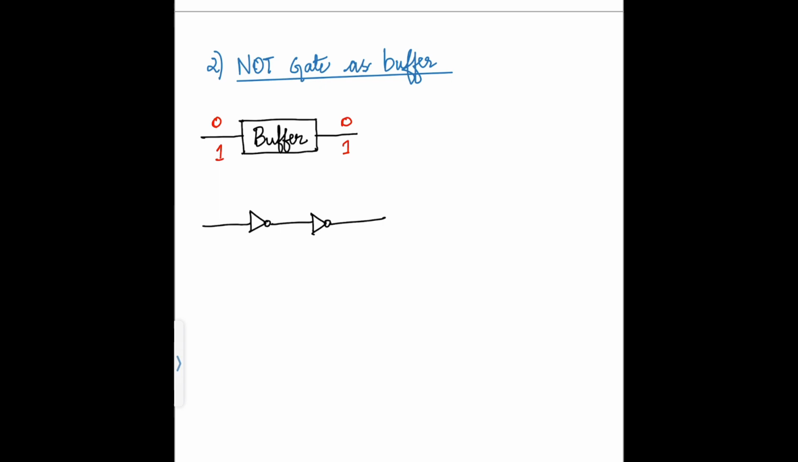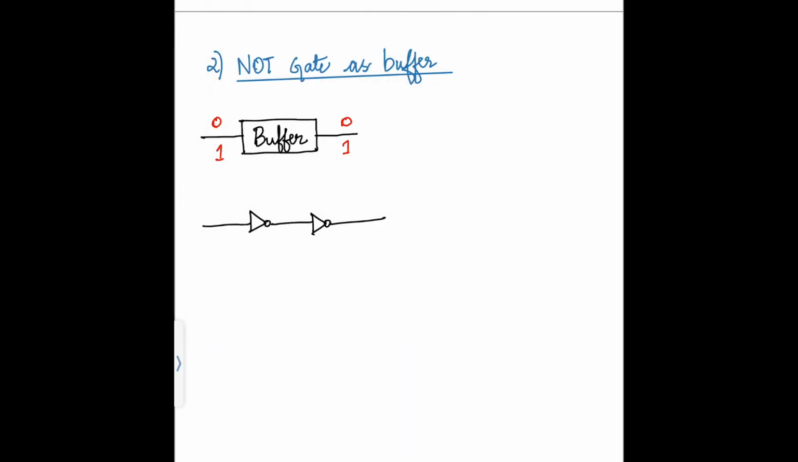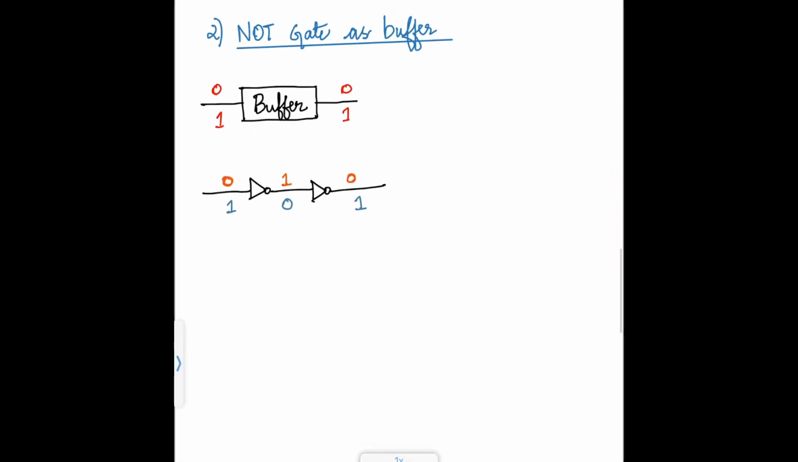So here, let's see the implementation. If we give the input as 0, here it will be 1, and the output comes as 0. If we give the input 1, this would be 0, and the output comes as 1. So this is the NOT gate as a buffer.